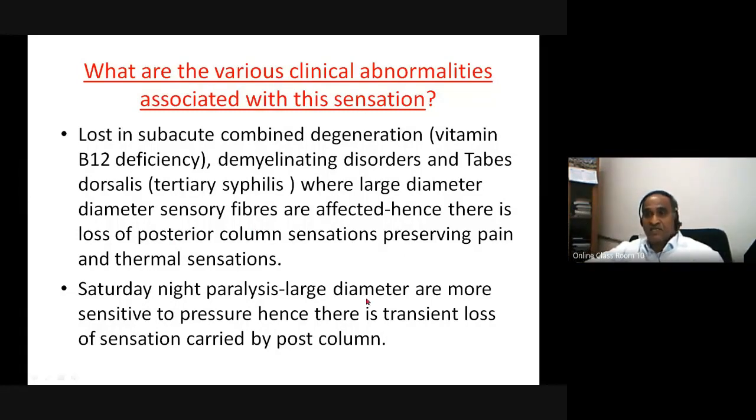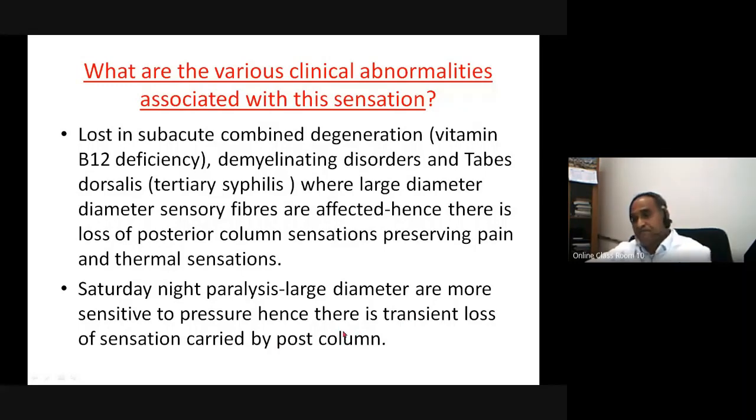Because of the large diameter fibers, this is known as Saturday night paralysis. The large diameter fibers are sensitive to pressure, hence the transient loss of sensation. The first degree neural injury happens, neuropraxia, and that is affecting the posterior column.